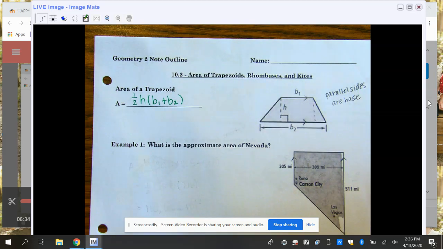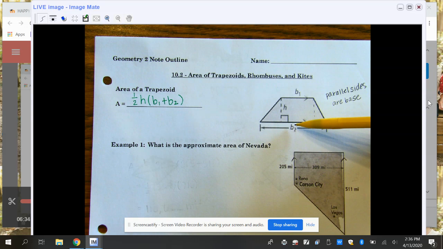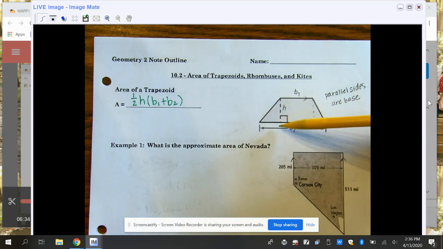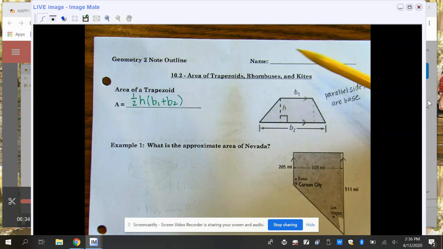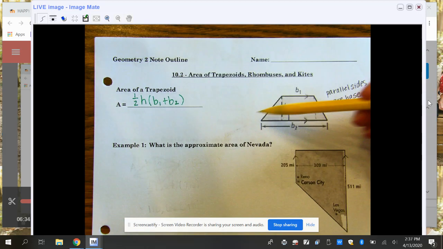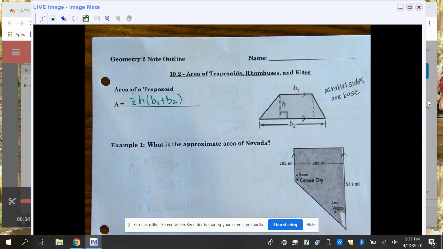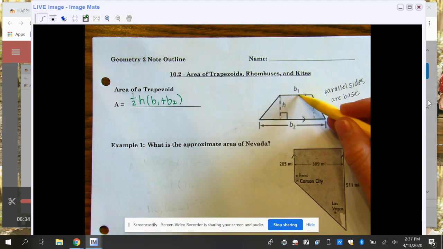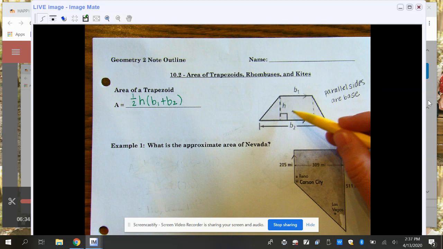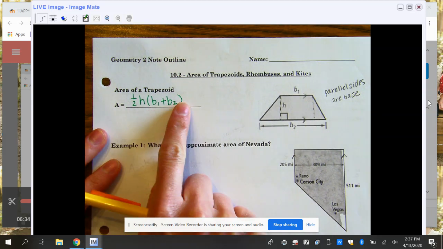And then the height is the segment that's drawn from one base to the other, and that has to be perpendicular. It has to be a perpendicular segment. So for example, you could draw the height here, you could draw the height here, you could extend it out and draw your right angle here. It doesn't matter as long as it's from one base to the other and as long as it hits at that right angle.